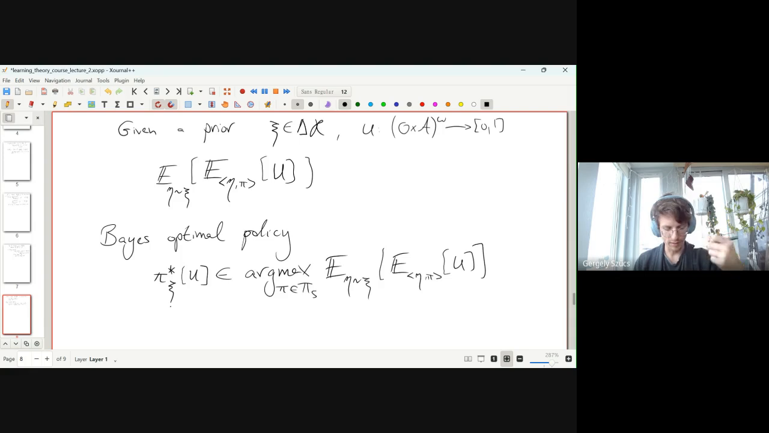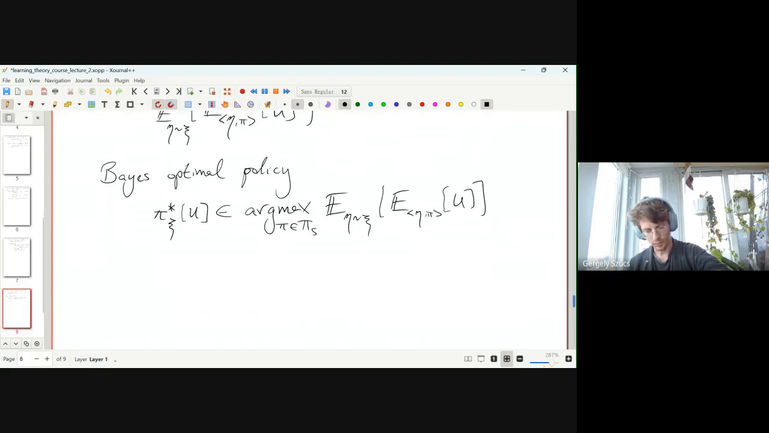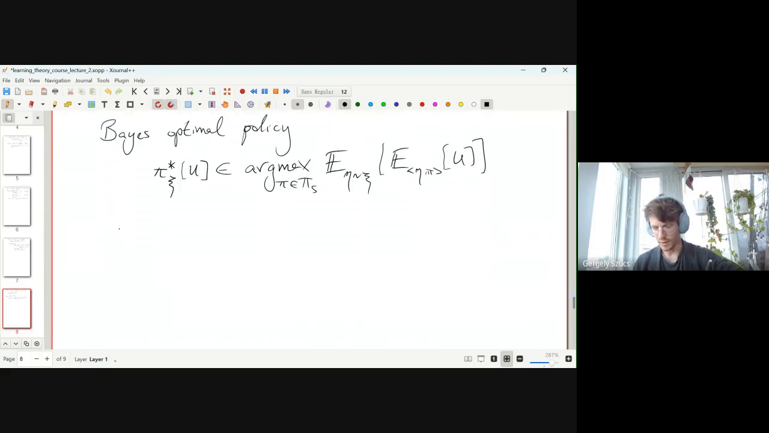So this is a kind of optimal learning algorithm given this prior. But of course, in practice, it's almost always impossible to compute at all. And then maybe it's worth mentioning a famous example of this.